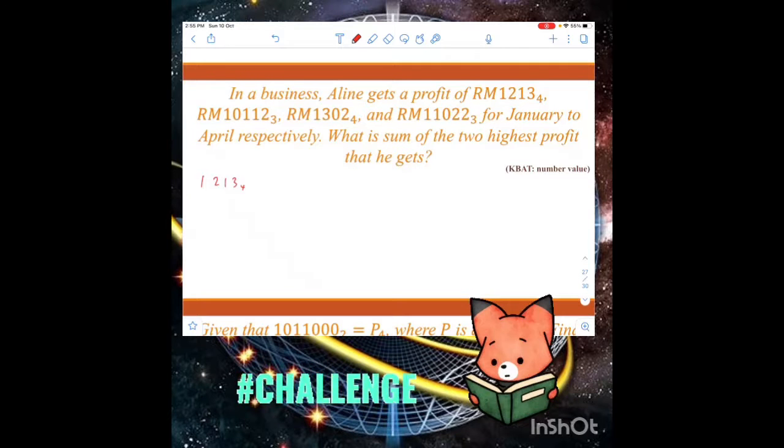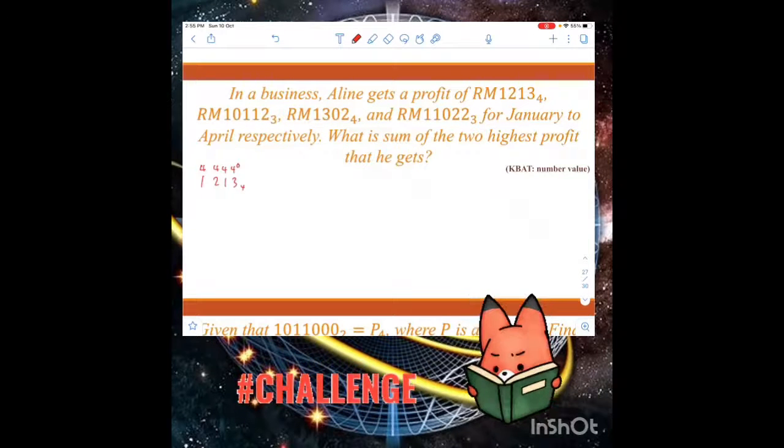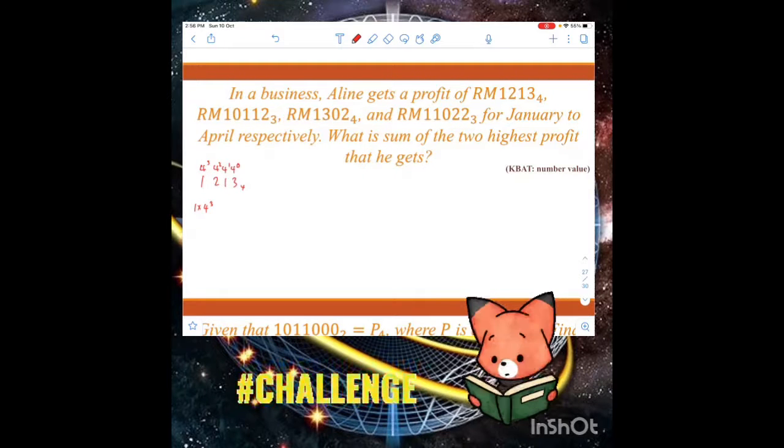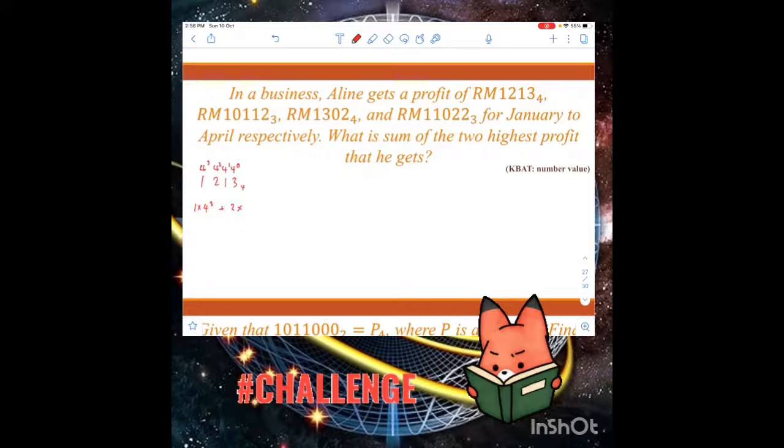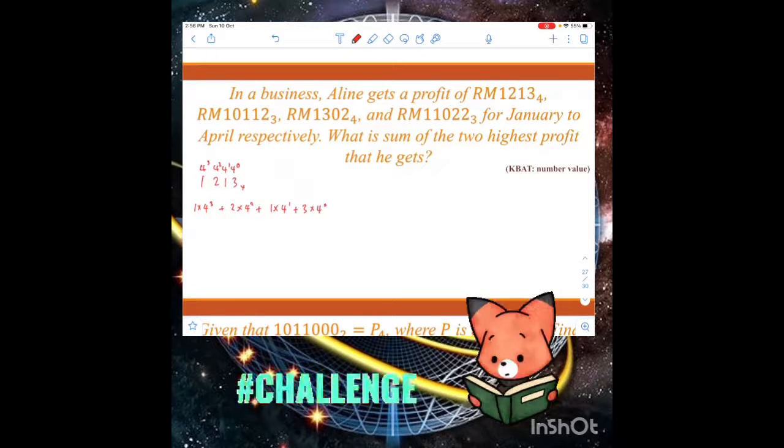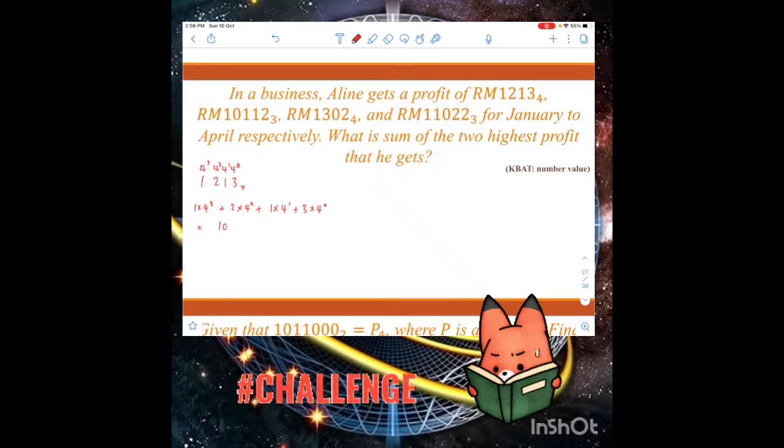To find the number value, we have to start with the place value, because we multiply the digit with the place value, we get the number value. So 4 to the power of 0, 4 to the power of 1, 4 to the power of 2, and also 4 to the power of 3. Here we're going to have 1 multiplied with 4 to the power of 3, plus 2 multiplied with 4 to the power of 2, plus 1 multiplied with 4 to the power of 1, plus 3 multiplied with 4 to the power of 0. By using a calculator, you will get the answer 103. That one is the number value, which is in base 10.